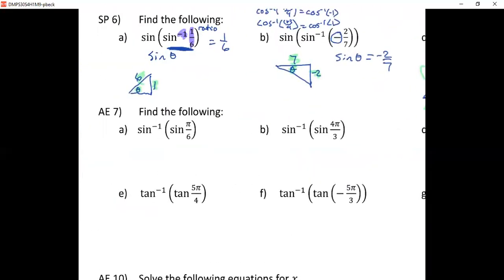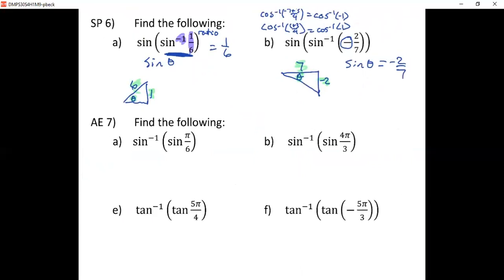When it comes to number 7, suddenly we have the inverse on the outside. Since we have the inverse on the outside, one of the things that we do need to do is look at this and say, can we do this problem numerically or not? Do we know the sine of pi over 6? The answer is yes, we do know the sine of pi over 6. The sine of pi over 6 is 1/2. Now the second part of this problem says what angle from negative pi over 2 to pi over 2 creates the sine ratio of 1/2. And that answer is pi over 6 again.